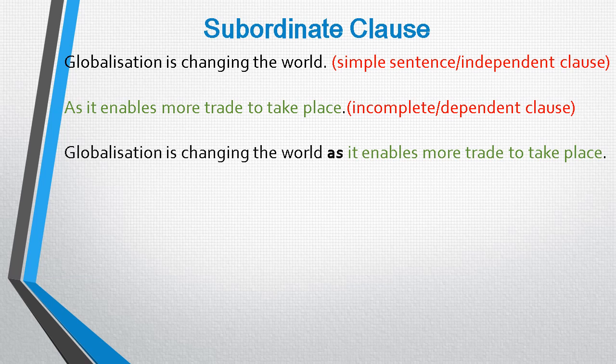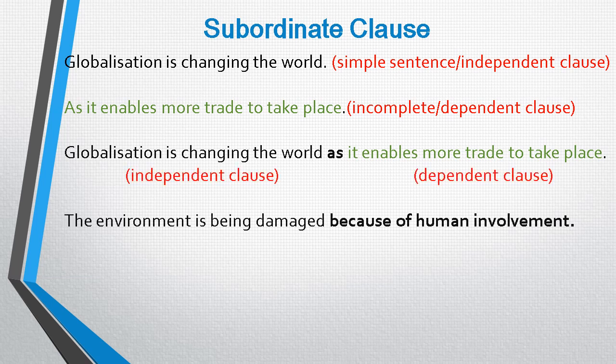Let's have a look at some more examples of this. The environment is being damaged because of human involvement. You can see that the environment is being damaged. That makes sense on its own. That's the independent clause. The second half of the sentence, because of human involvement, does not make sense on its own. Therefore, it's dependent on the independent clause.